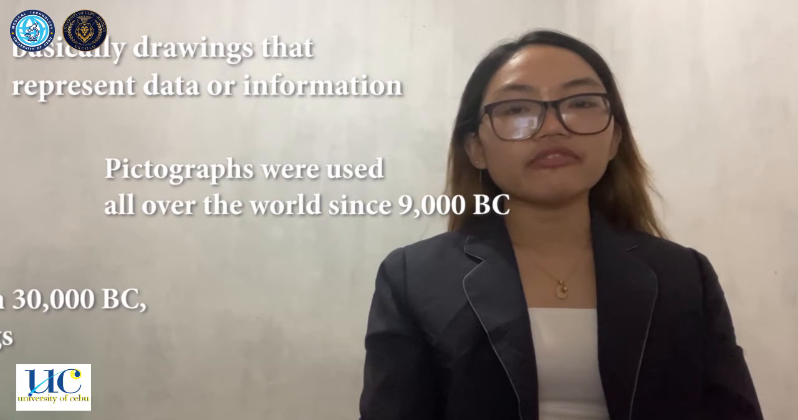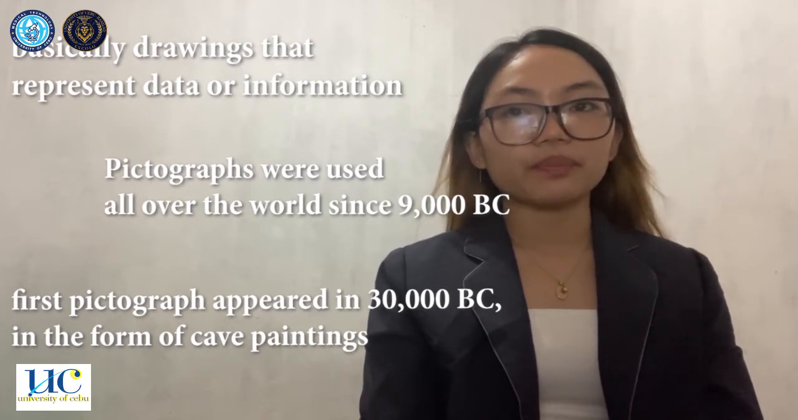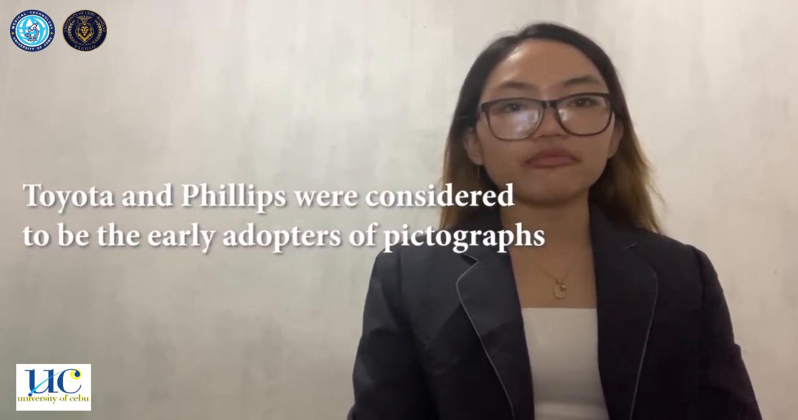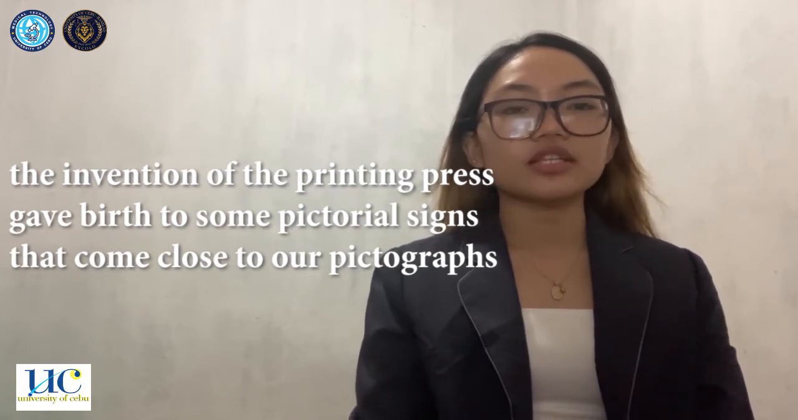But the first pictograph appeared in 30,000 BC in the form of cave paintings, when the anatomically modern man first set foot in Europe. Companies like Toyota and Philips were considered to be the early adopters of pictographs. It came into general use around the 70s. In the 12th century, new categories of pictorial signs emerged, but as hieroglyphs, they were considered neutral because they didn't fulfill the criteria of international symbolism. Three centuries later, the invention of the printing press gave birth to some pictorial signs that came close to pictographs.